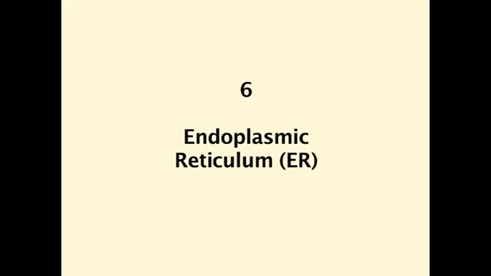The next feature is the cytoskeleton. A network of fibers representing the cytoskeleton is present throughout the cytoplasm of plant cells, and it helps in maintaining the shape of cell and gives support to the cell. The next characteristic is endoplasmic reticulum or ER.